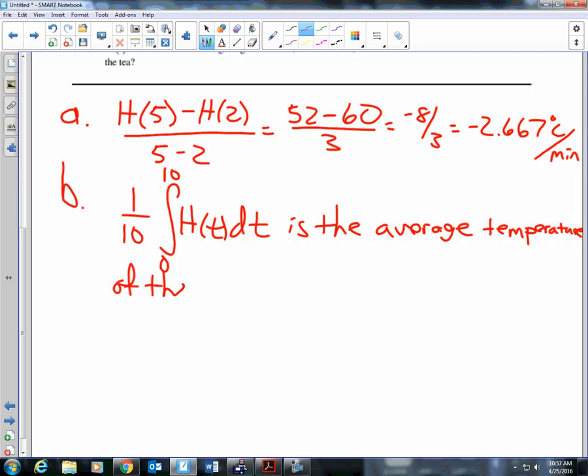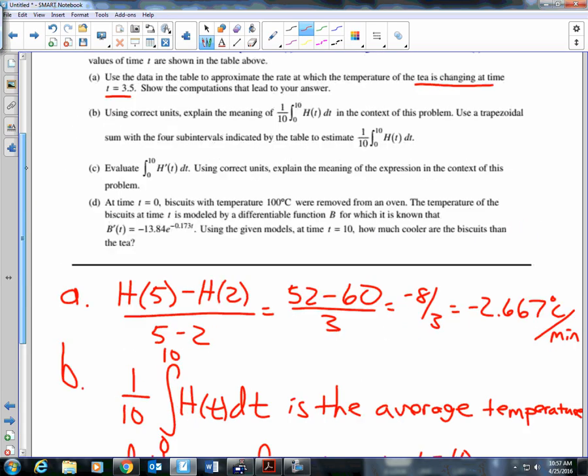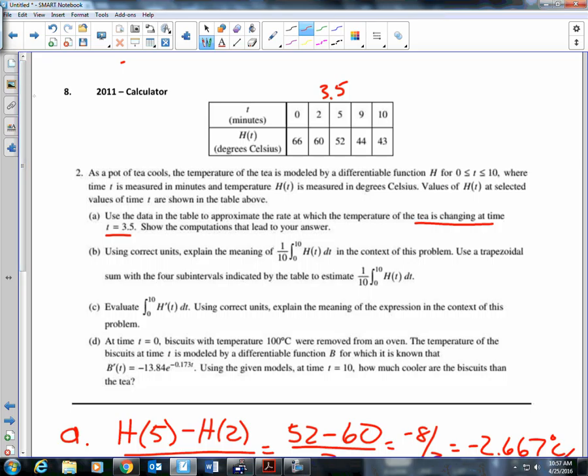I'm going to say it's the average temperature of the cup from time equals 0 to time equals 10. That's the first part. The second part says that we would like to find trapezoidal sums to approximate that value. So I want to do trapezoidal sums. If I were to look at this region right here from 0 to 2, this side has a height of 66, this side has a height of 60. You can see it makes a trapezoid.